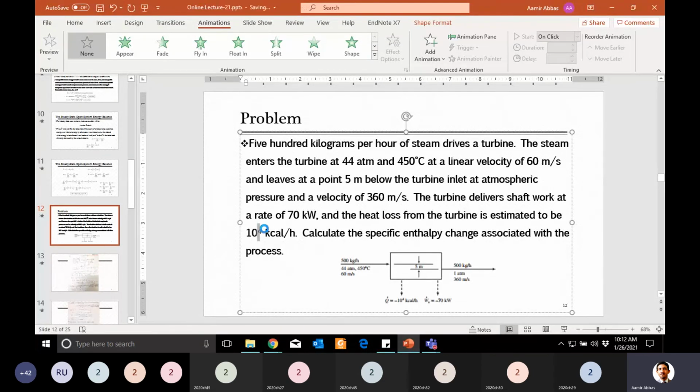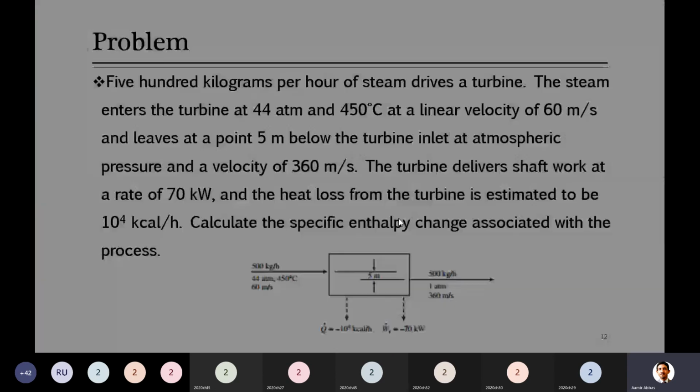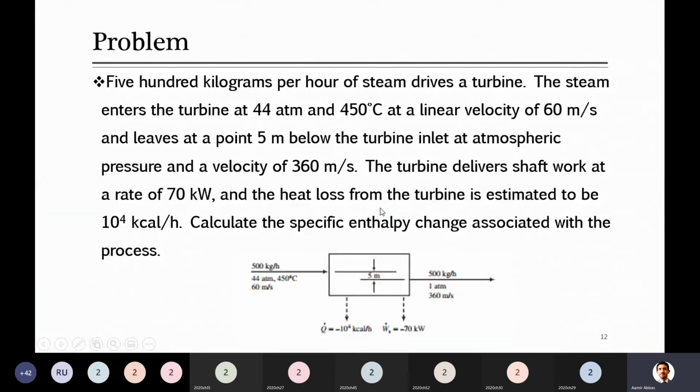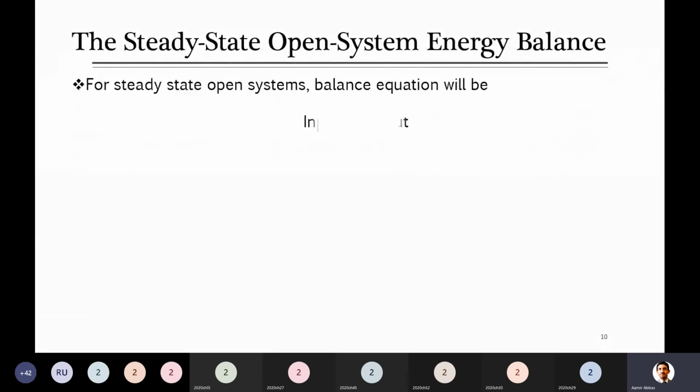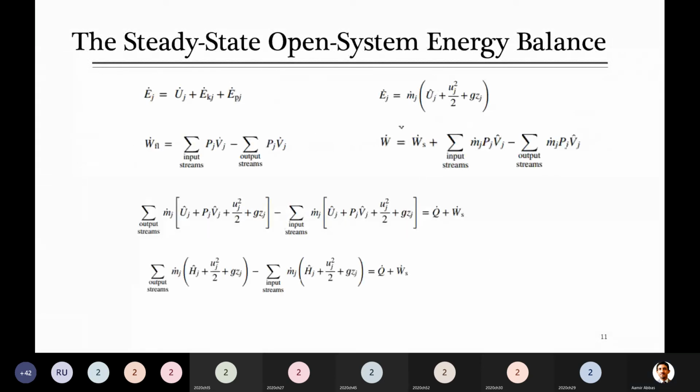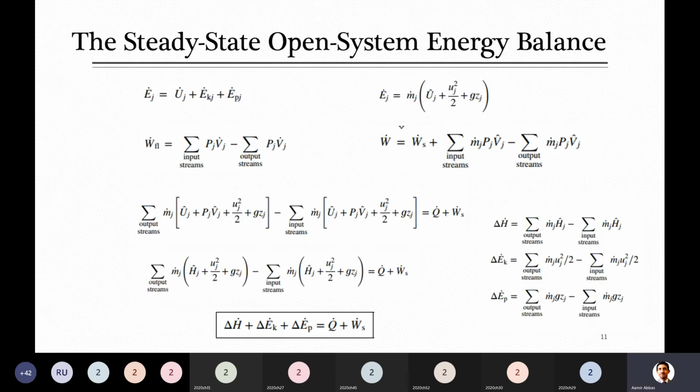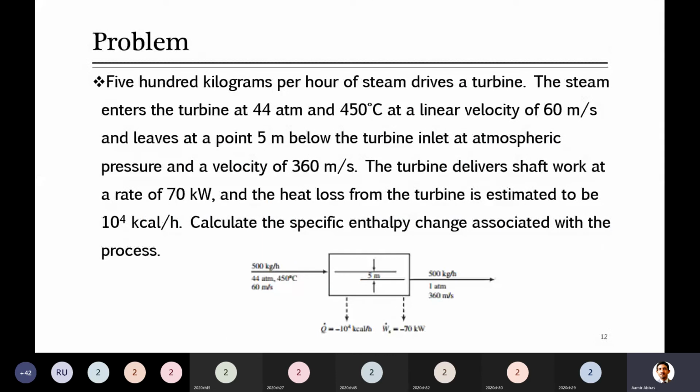enthalpy change. Do you remember there was a term called enthalpy in the equation which we discussed last time, the last equation here somewhere? In the last equation, there is the rate of change in enthalpy plus the rate of change in kinetic energy plus the rate of change in potential energy equal to Q, the rate of heat, plus the rate of shaft work. So here this is delta H. But we have been asked to calculate the specific enthalpy change.